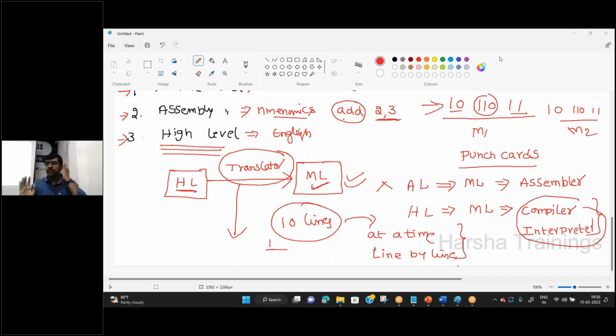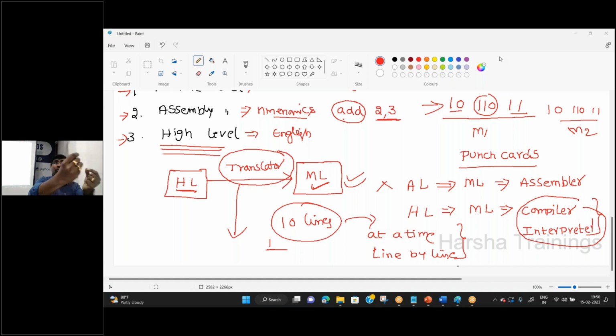Very simple assumption. For example, first I complete my 10 lines of code. The translator at a time converts the 10 lines into machine level language. That is fine. Suppose coming to the interpreter, first I completed line 1. Now the translator converts that high level into machine level.